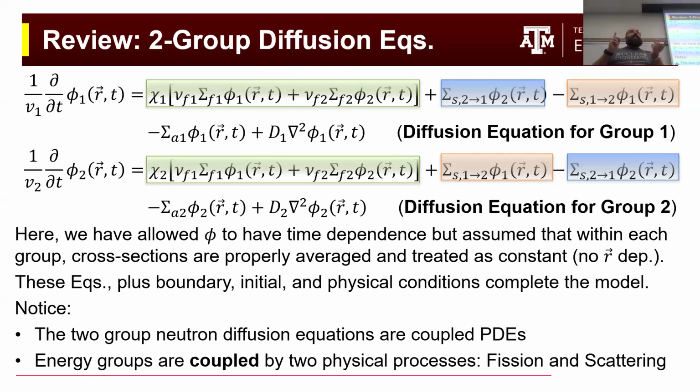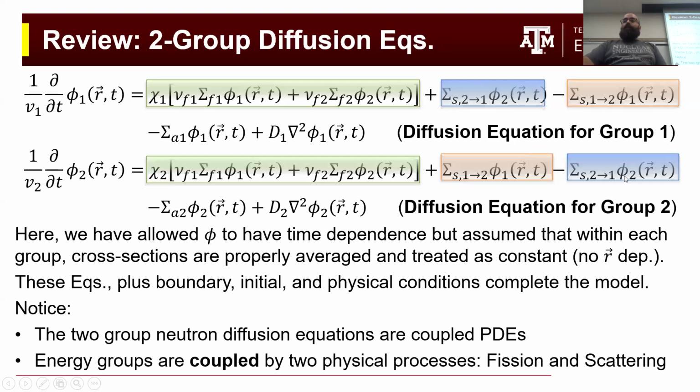So both fast and thermal neutrons cause fissions, and then those fission neutrons that come out of the fission reaction can either be born fast, which is the chi1, the fraction of those total neutrons that are born in group 1, or there was a chi2, which was the fraction of those total neutrons that are born in group 2. That's an example of the coupling between energy groups. The fission reaction is a way that our energy groups get coupled.